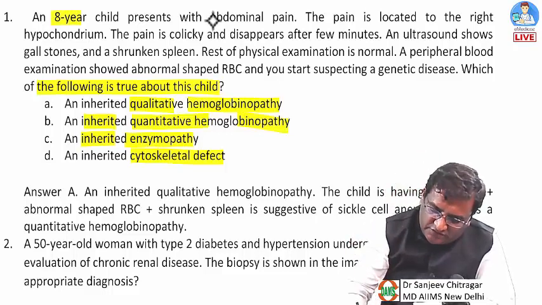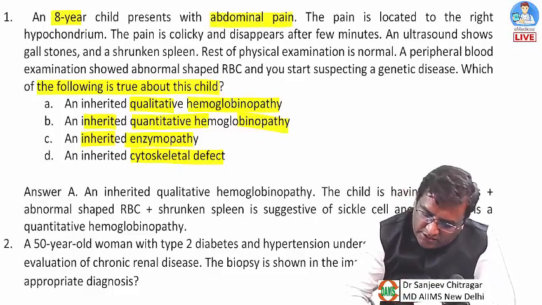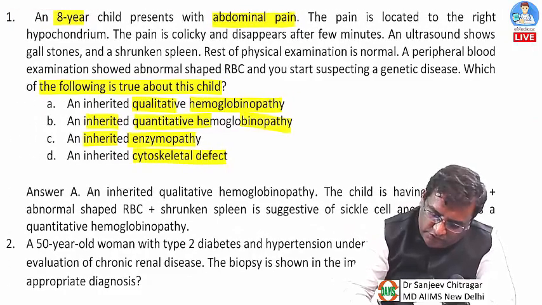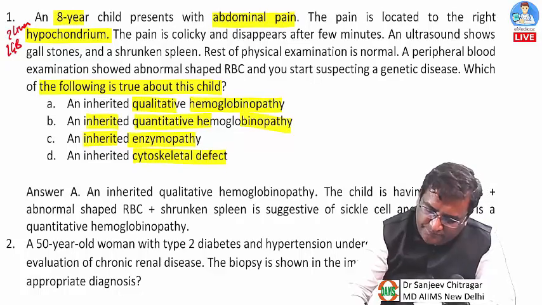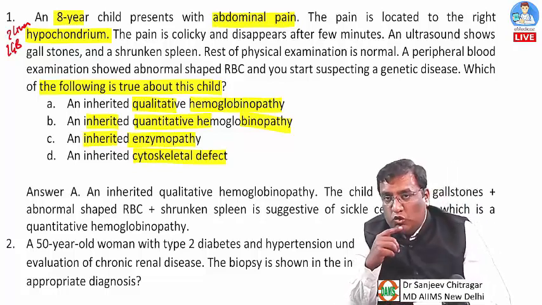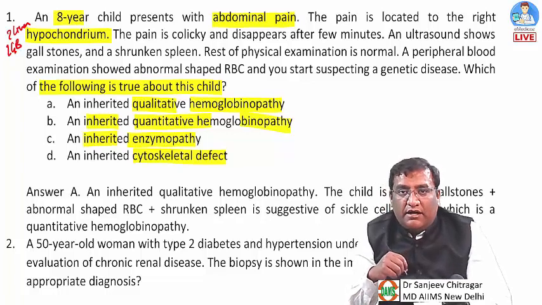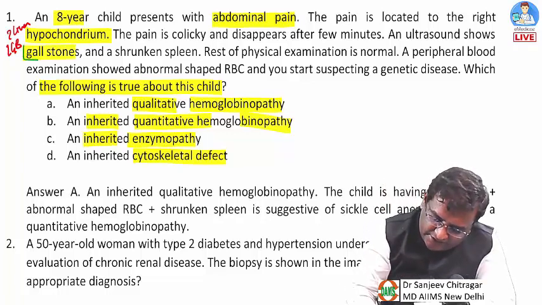An 8-year-old child presents with abdominal pain. The pain is located in the right hypochondrium. So with right hypochondrial pain, I can suspect liver pain or gallbladder pain, right? The pain is colicky, disappearing after a few minutes. So basically it's a colicky pain. Ultrasound shows gallstone. So whatever I was suspecting is now clear for me.